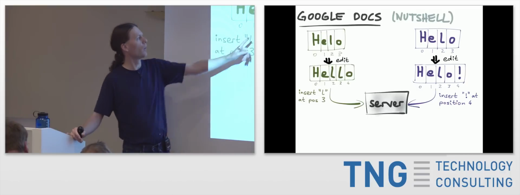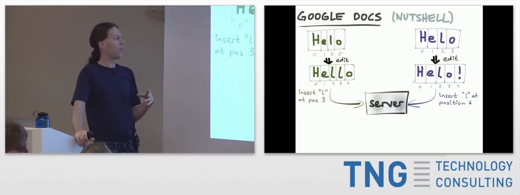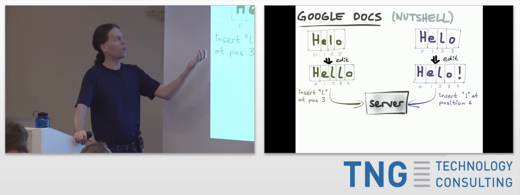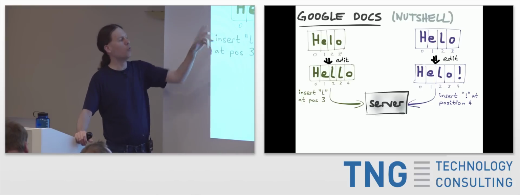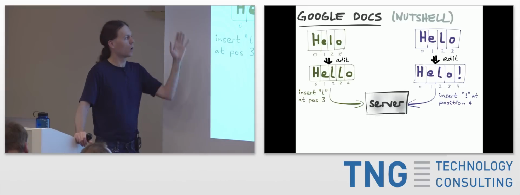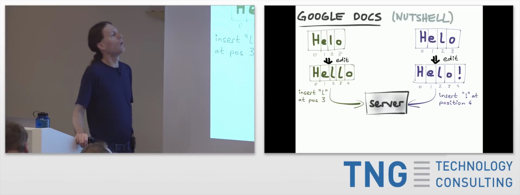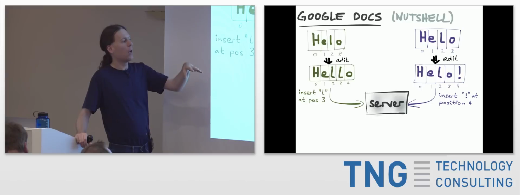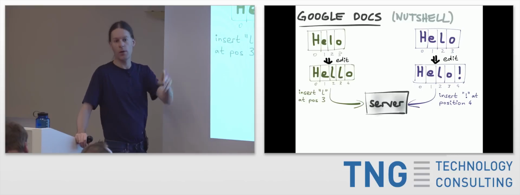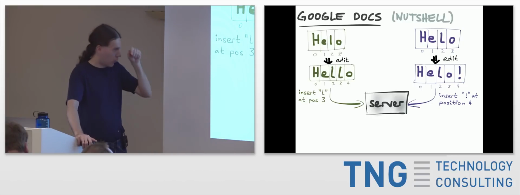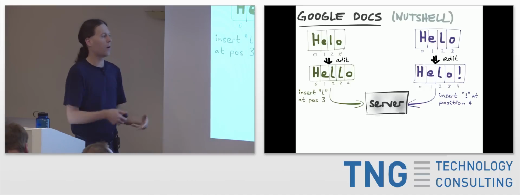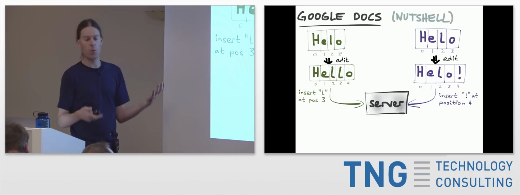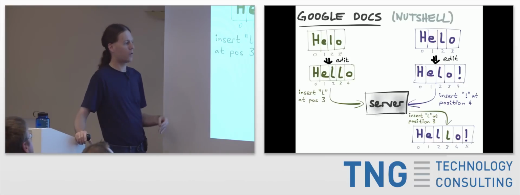In this case, the left user inserted the letter L at position 3, or at index 3 in this document. As you can see, the letter O moved on to index 4, because we inserted the L at index 3. And then on the right-hand side, we insert the exclamation mark at index 4, so at the end of the document. Both users will send their changes to the server, and the server needs to forward the changes to the other user so that everyone at the end has the same document on their screen.